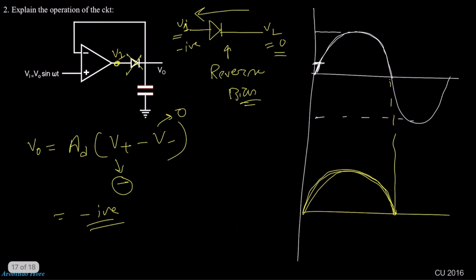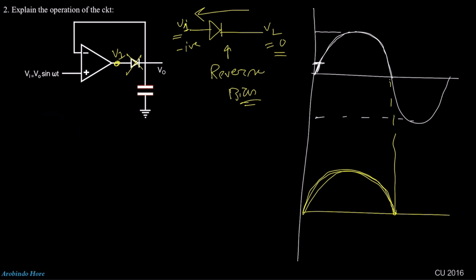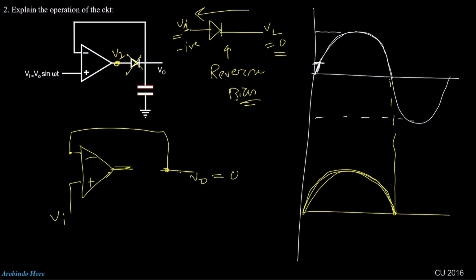I just redraw that one again. Suppose the diode is off, right? That means the circuit will look like this. This is plus, this is minus, Vi and V0, right? Okay, so V0 is not connected with the op-amp output, and in the negative terminal I didn't give any voltage. That means V0 should be 0.